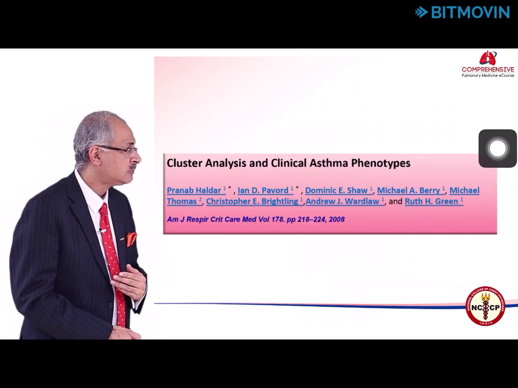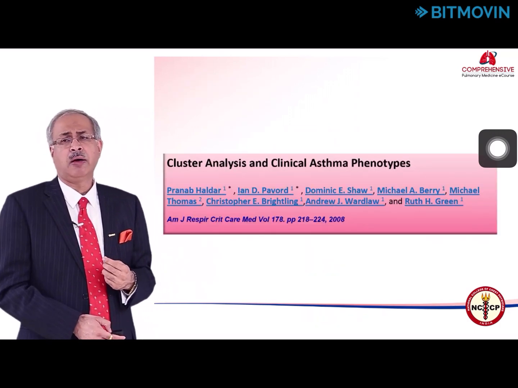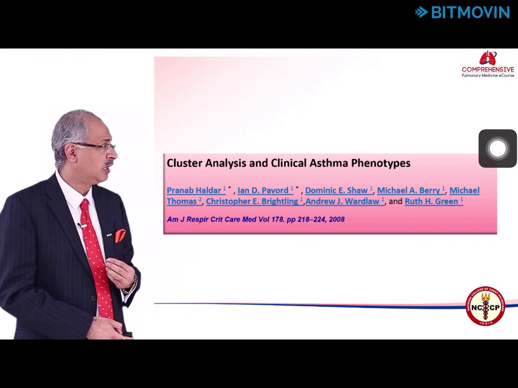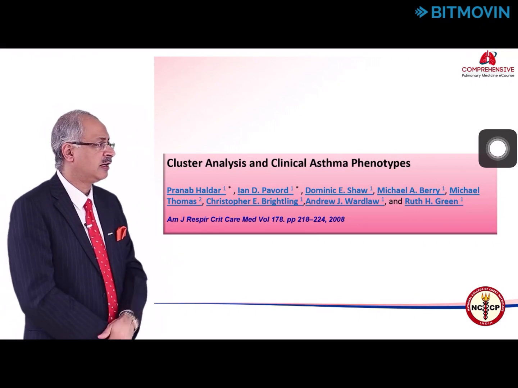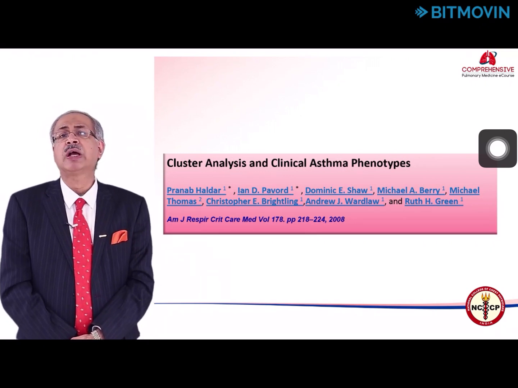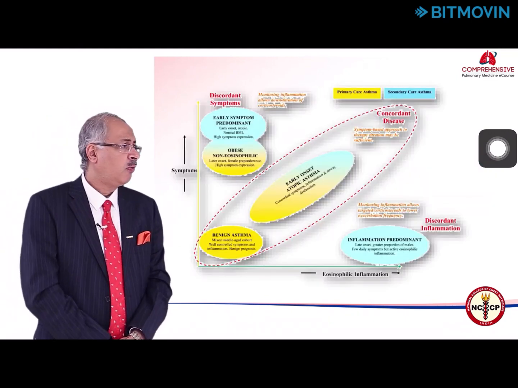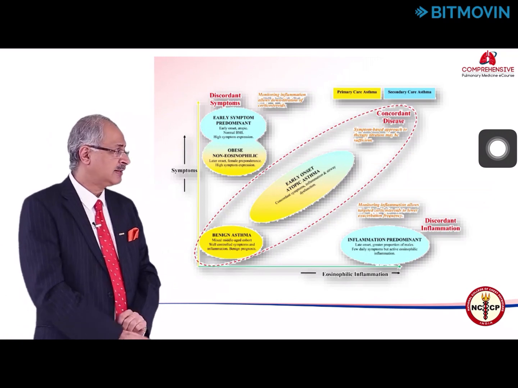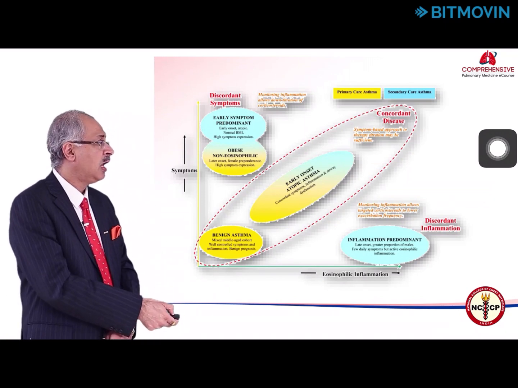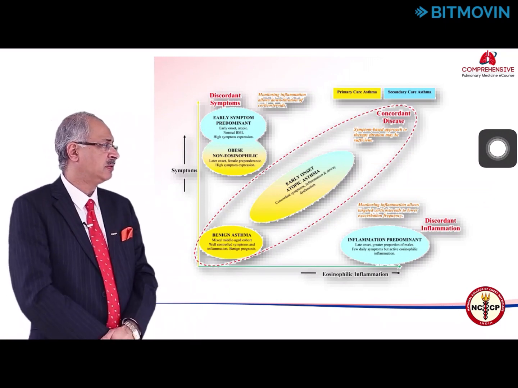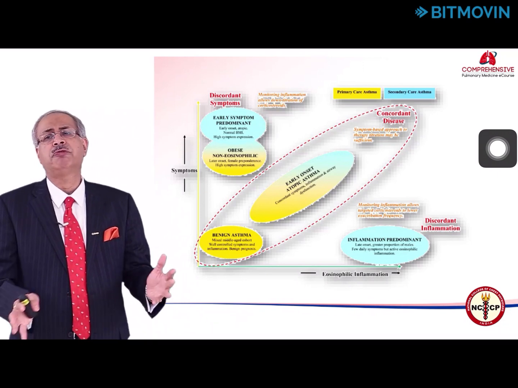This was a famous article which was published in the Blue Journal on the cluster analysis and clinical asthma phenotype, which has actually created a lot of interest. Let's look at it. What it showed is if you take on the x-axis the eosinophilic inflammation and on the y-axis the symptoms, they have been put into three different groups.